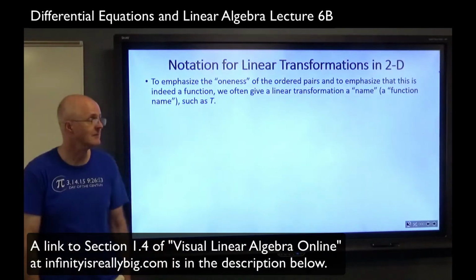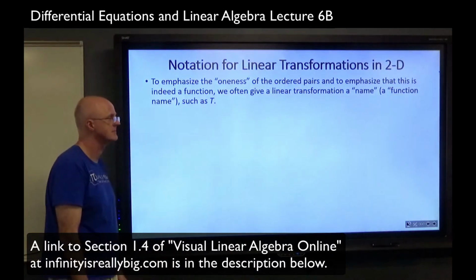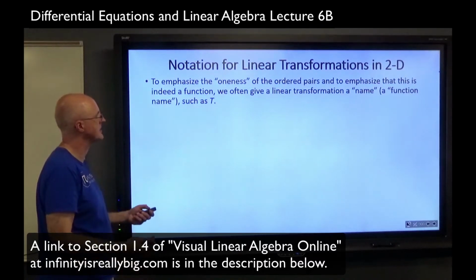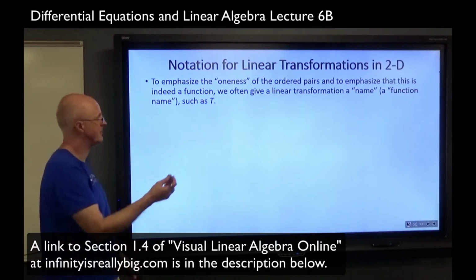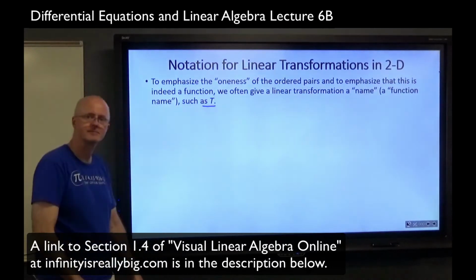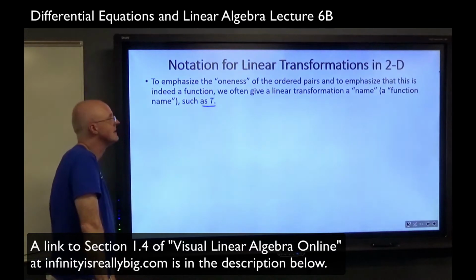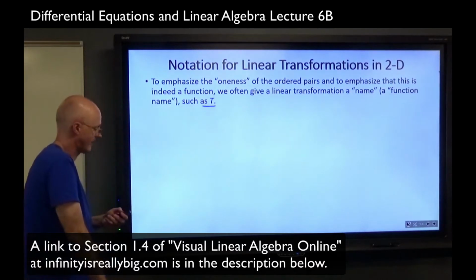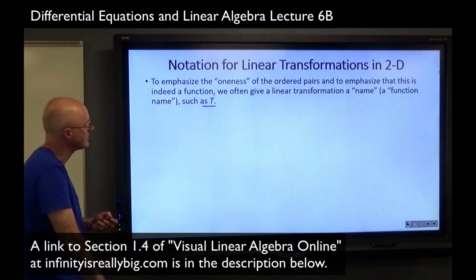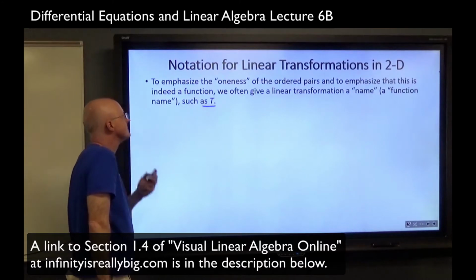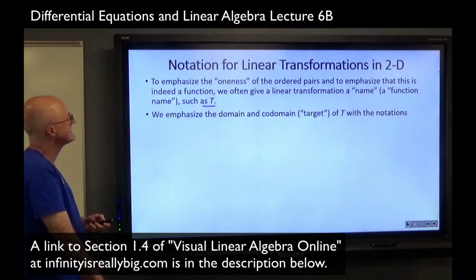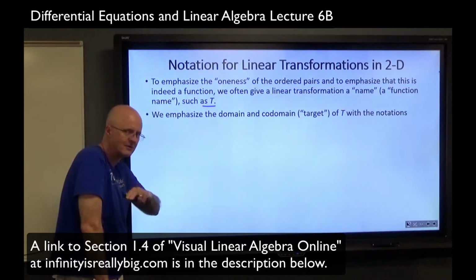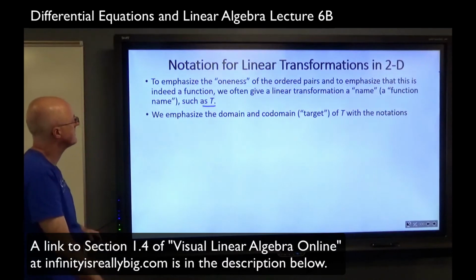Notation. To emphasize the oneness of the ordered pairs, and to emphasize that this is indeed a function, we often give the linear transformation a name, a function name. We could call it f, but a more traditional thing to call it is T, for transformation. But it is a function. I could call it f or g. It's more traditional to use capital T or maybe capital L. It's another option. We emphasize the domain and the codomain, also called the target of T, but I'm not going to use the word range, with the following notations.